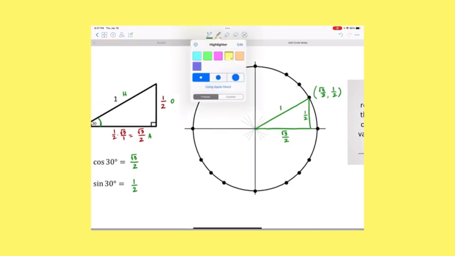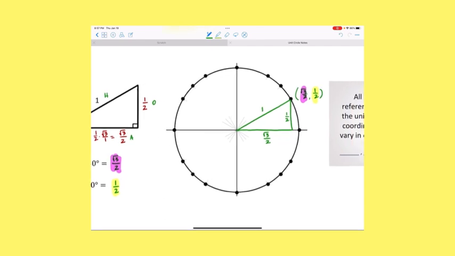So if I said, what is the cosine for 30 degrees? It shows up right here in the x value of that coordinate. And if I said, what is the sine for 30 degrees? It shows up right here in that y coordinate. So again, there's my 30-degree angle. Now I know I can reflect this around.